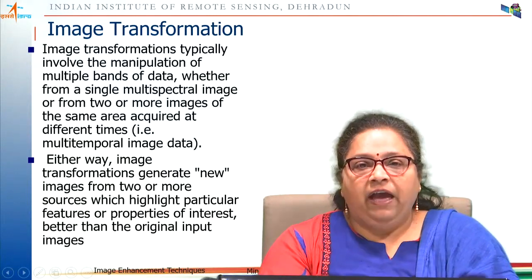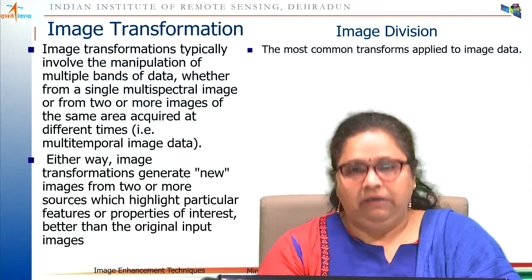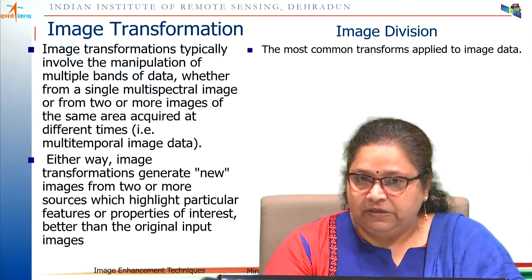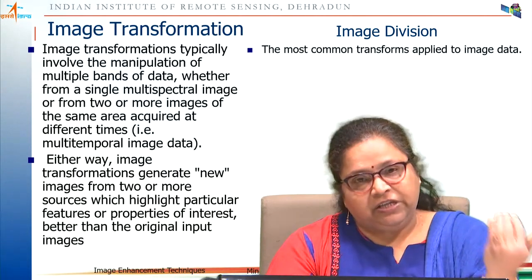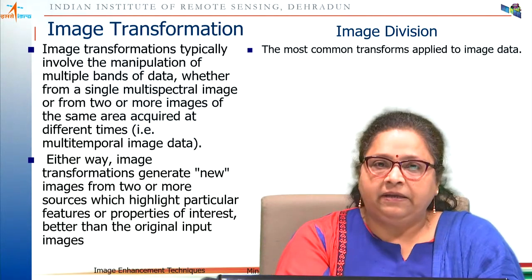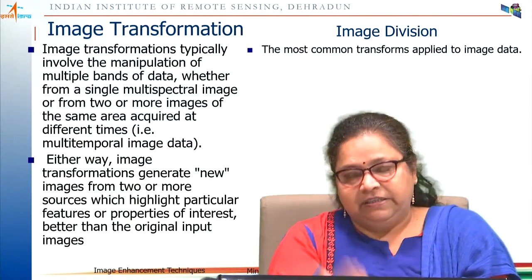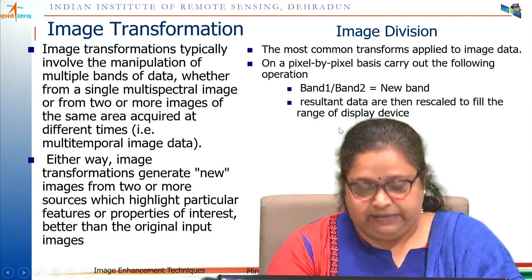Now, if we have two bands of multispectral data, the most common transform which can be applied is division. Though we can do addition, subtraction, multiplication, it has been observed that if I divide one band of data by another band, this is the most common technique and it gives very useful results.